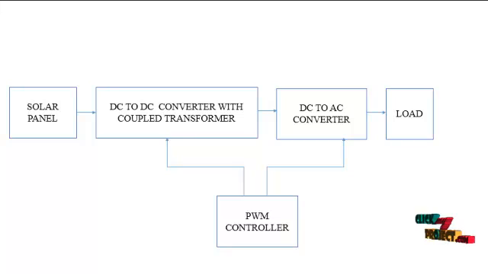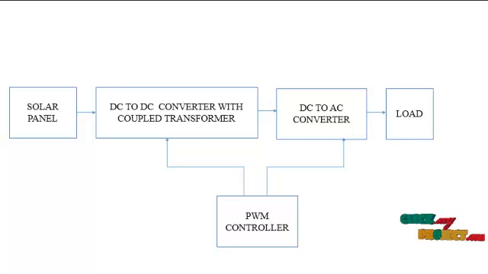Next we see about the flow diagram of our process. In this flow diagram, the input source is a solar panel. The solar panel delivers the DC supply, and it converts the solar energy into electrical energy using solar irradiance. The output of the solar panel is fed into a DC to DC converter with a coupled transformer, whose purpose is boosting the voltage from the solar panel output DC voltage.